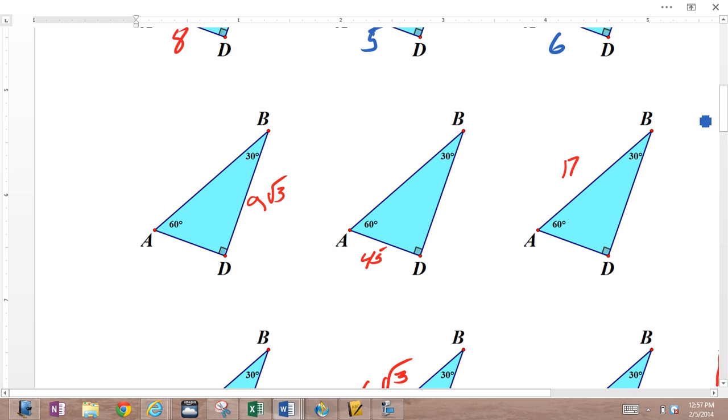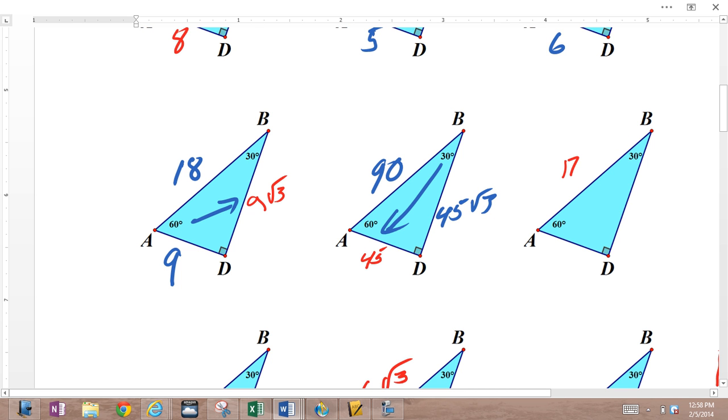Let's run through some more. Here's the long side, opposite the 60. It's given as 9 root 3. If we divide by root 3, we get 9, which is the short side. We double that, and we get 18, which is the hypotenuse. Here's the short side, opposite the 30, which is 45. Double it, 90 is the hypotenuse. Then multiply 45 by root 3, and 45 root 3 gives you the long side.